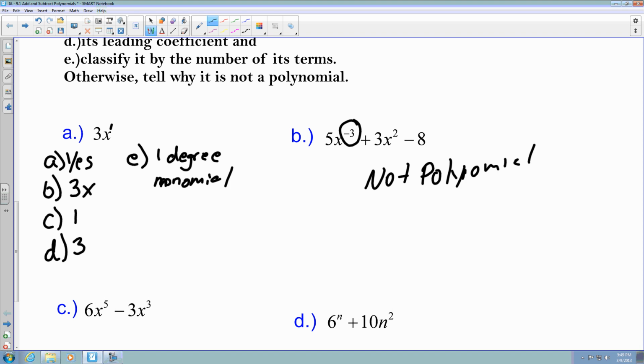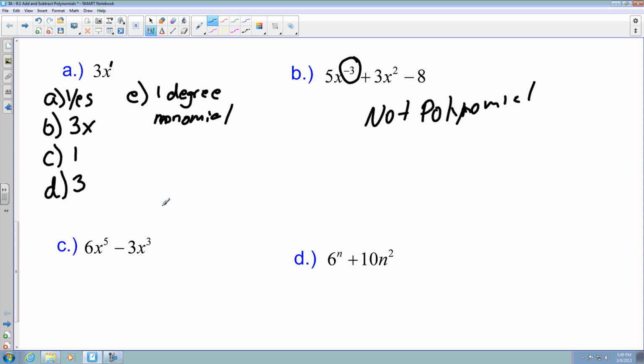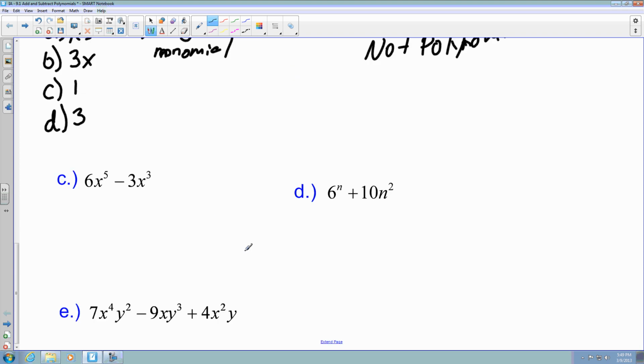Okay, for C, I have 6x to the 5th minus 3x cubed. So for A, is this a polynomial? I can say that is yes.